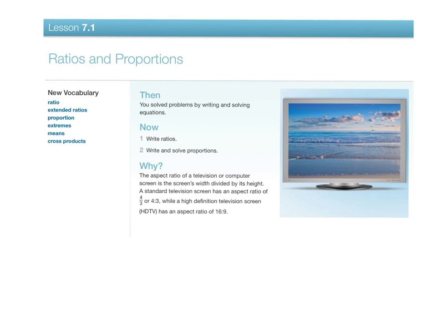Okay, we're starting 7.1 ratio and proportions. One thing that you will notice, we've now got a new set of a lot of vocabulary: ratio, extended ratios, proportion, extremes, means, cross products. Make sure you understand what the new vocabulary is. We'll come across some of them as we're going through this exercise, but it's well worth checking out. Google it, see what you can find.